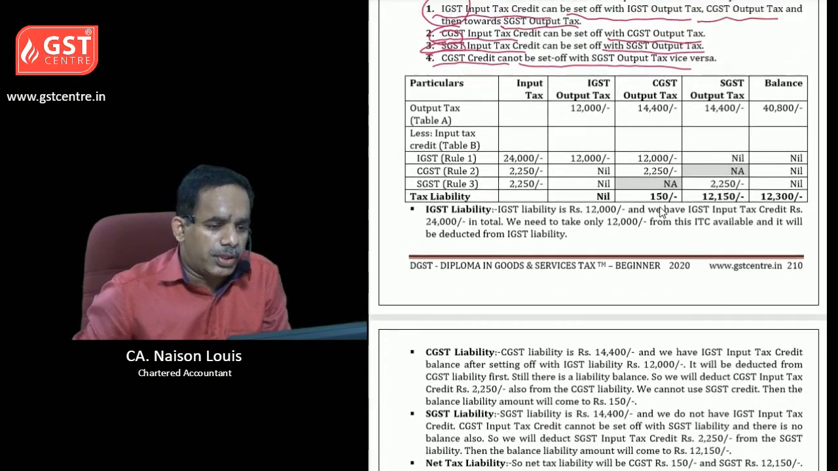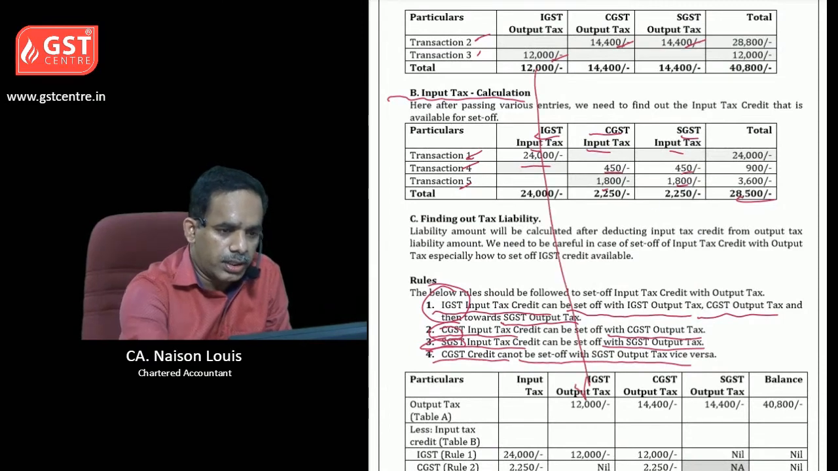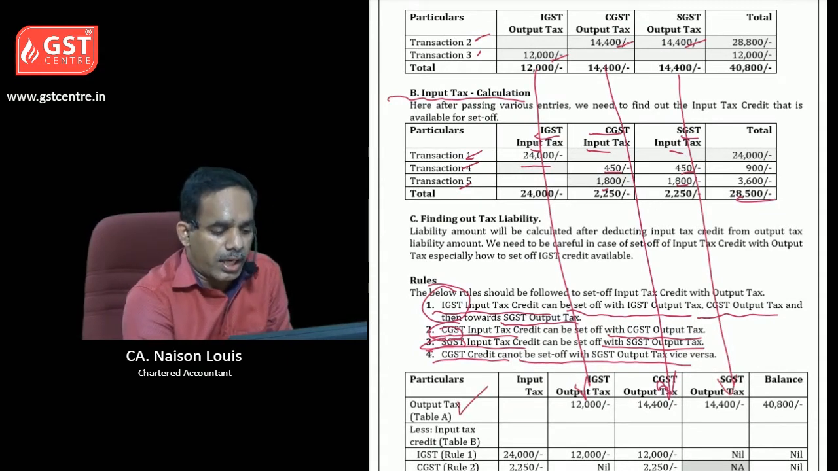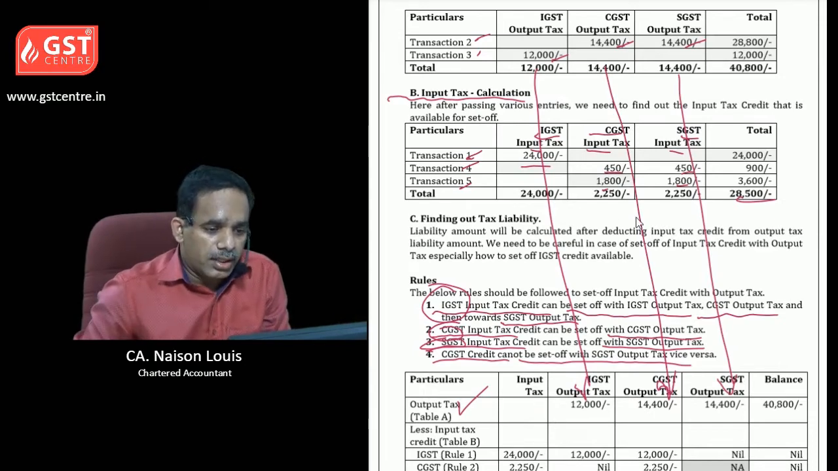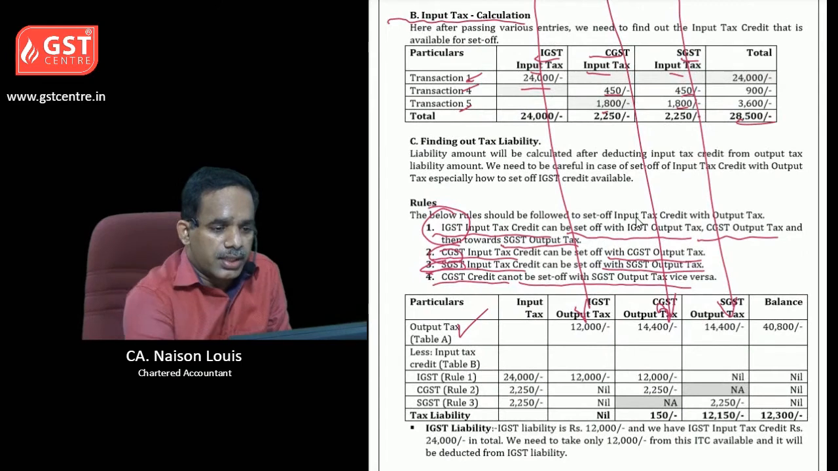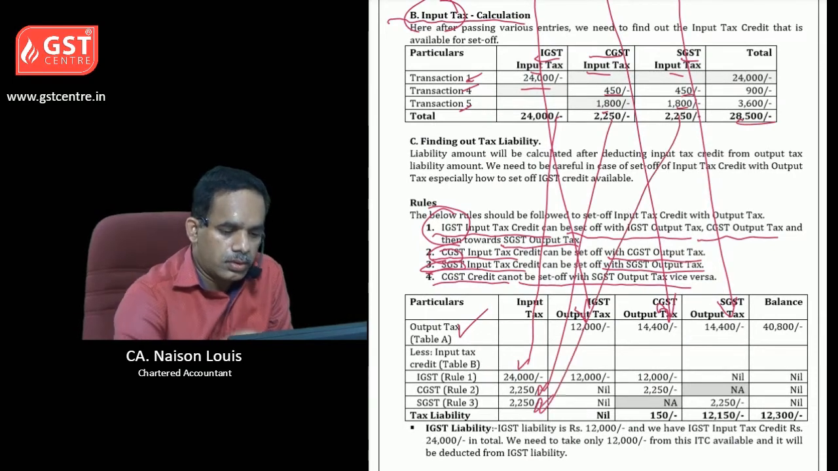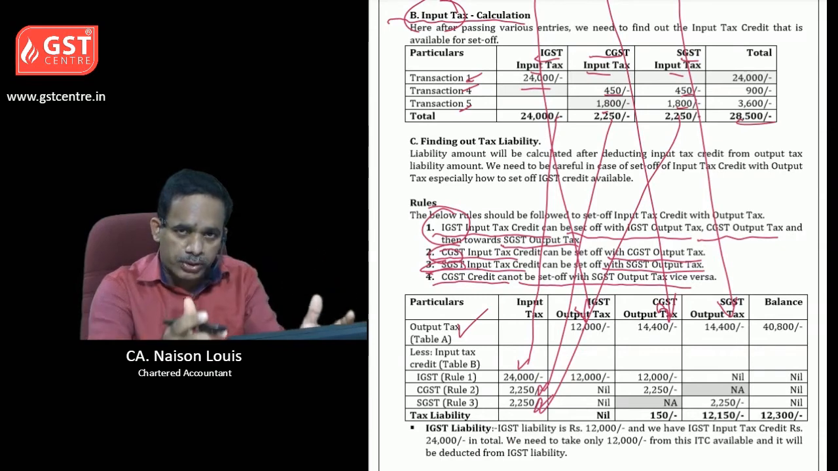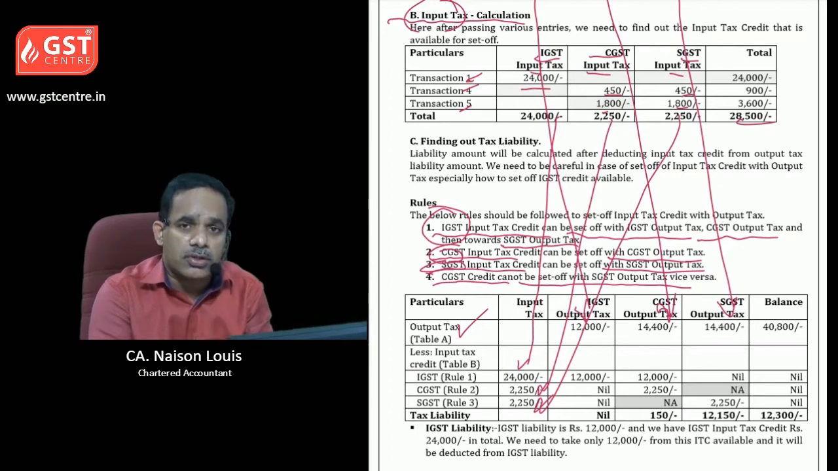So like that we will take the output tax from this to here, 14,400, 14,400. Okay, so we will arrive at output tax. Is it clear? And now let us bring this input tax from this table to here. So all output tax figures have been brought into the table, as well as all input tax credit amounts also have been brought into the table. Clear?